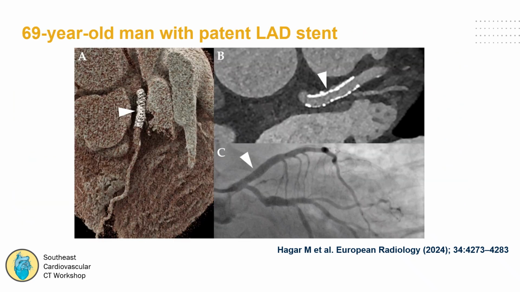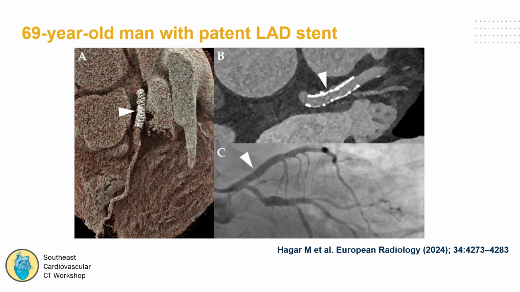And this is a very interesting case, and it demonstrates the potential of ultra-high resolution photon counting CT for coronary stent evaluation. Here we have a 69-year-old man. He has severe aortic stenosis and a prior stent extending from the distal left main to the proximal LAD, and this is marked by the arrowheads here. And on the left, the three-dimensional cinematic rendering provides an excellent overview of the stent position within the LAD.